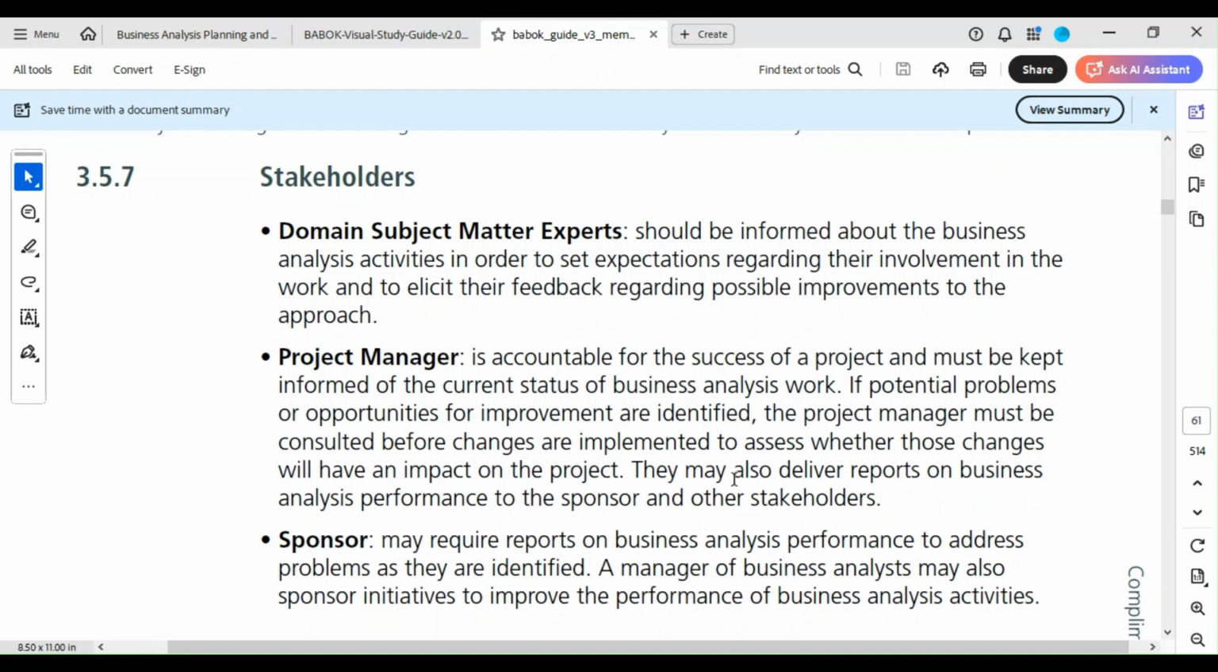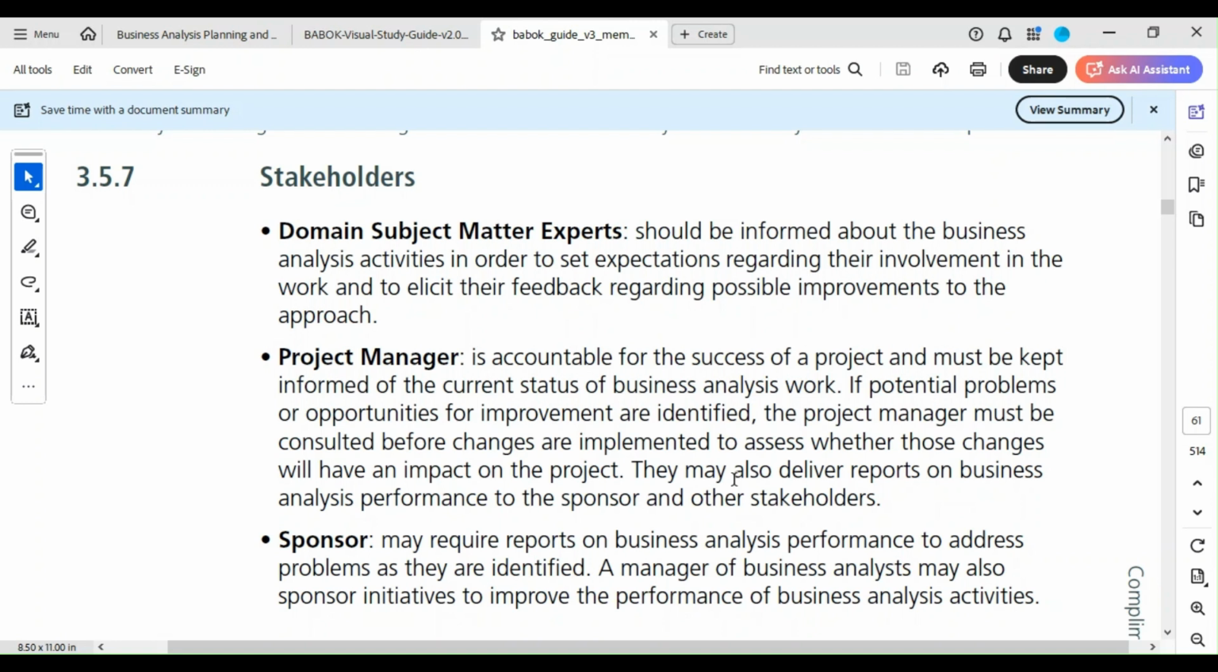Project manager is accountable for the success of a project and must be kept informed of the current status of business analysis work. If potential problems or opportunities for improvement are identified, the project manager must be consulted before changes are implemented to assess whether those changes would have an impact on the project. Remember, he is in control of the scope, making sure that we have all those change processes in place. Okay. They may also deliver reports on business analysis performance to the sponsor and other stakeholders.